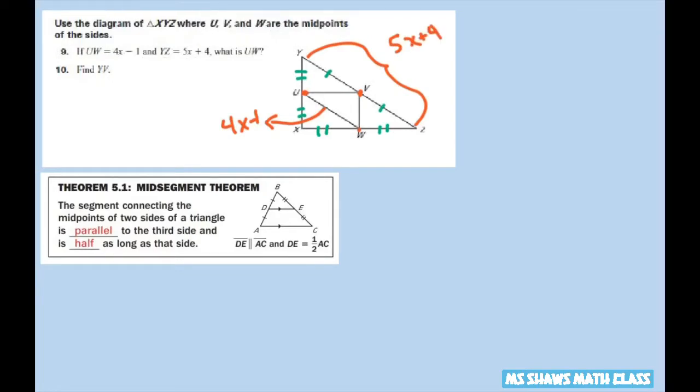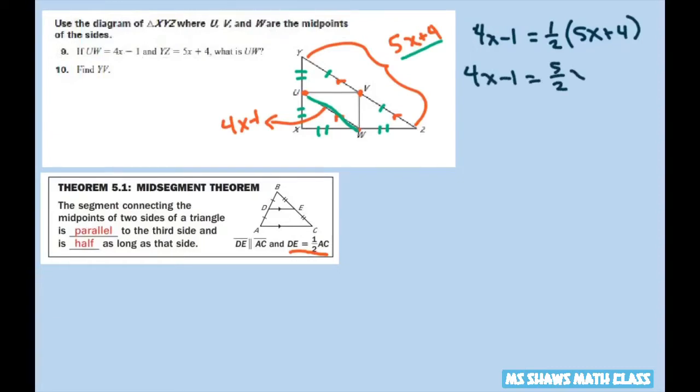So since these are midpoints, these lines are parallel, and we're going to use the midpoint or mid-segment theorem and know that this length here is half of this length. So that's how we're going to set it up. We're going to say 4x minus 1 equals 1/2 of 5x plus 4. And distribute the 1/2, you get 5 halves x plus 2 when you do that.